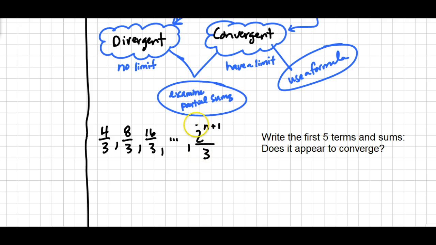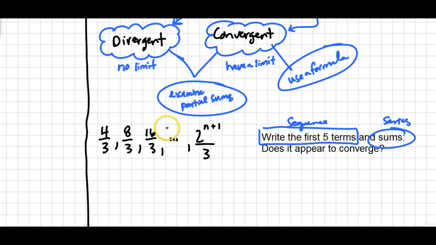We've also got a formula here, so that could help us generate any of the terms in the sequence by simply typing in a number for n, depending upon whatever term we're looking for. They want us to write the first 5 terms of the sequence, and then they want us to look at the first 5 sums as well, so that would be for the series. So we're kind of doing this problem twice.